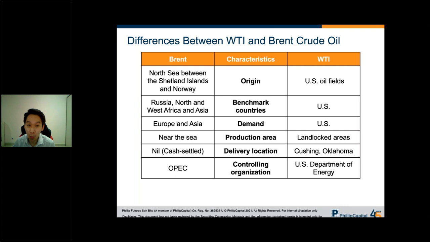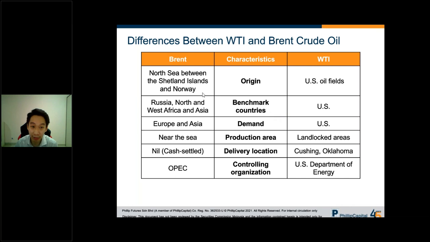First of all, we must know the origin of Brent and WTI crude oil. Brent crude oil is based mostly in Europe, produced mainly near the North Sea region between the Shetland Islands and Norway. Most of the production is based around there. Then for WTI crude oil, it's mainly US, so it's mainly all US oil fields. Another name for WTI is shale oil.